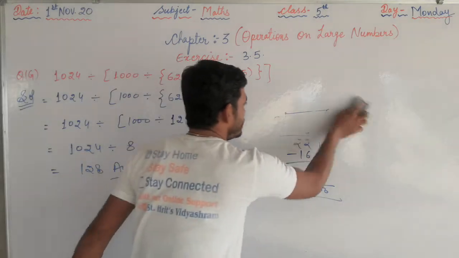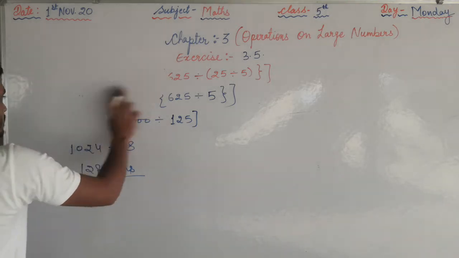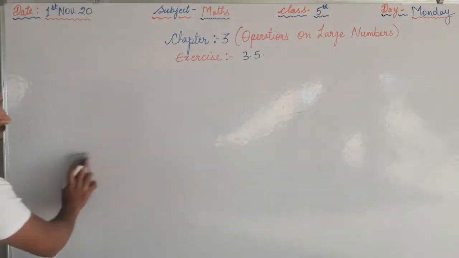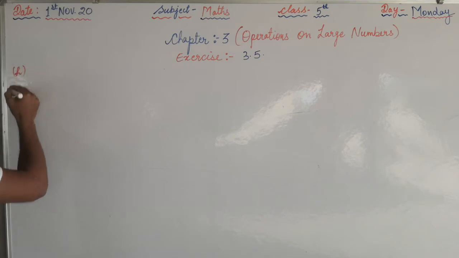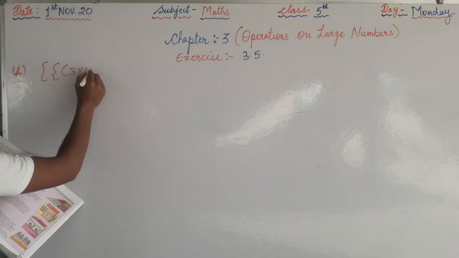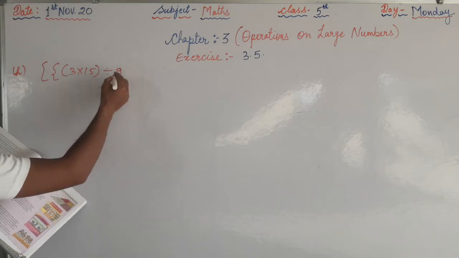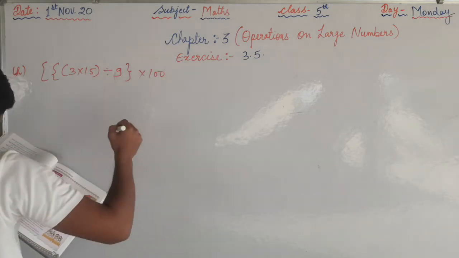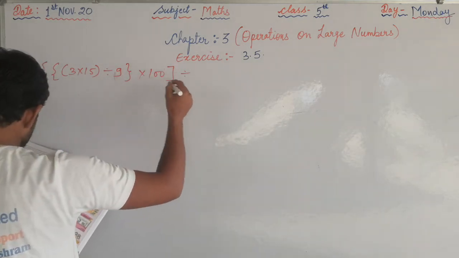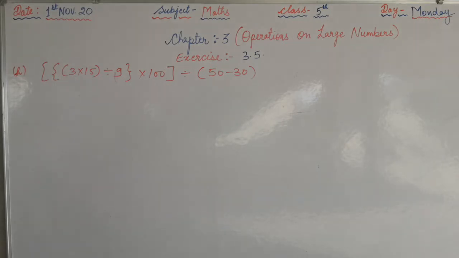Now see the next question, question number H. Three multiplied by 15 divided by 9 multiplied by 100 divided by 50 minus 30. Here this is your question.